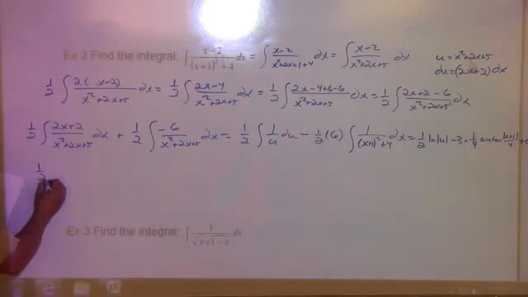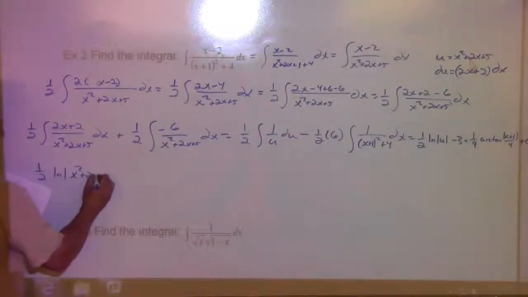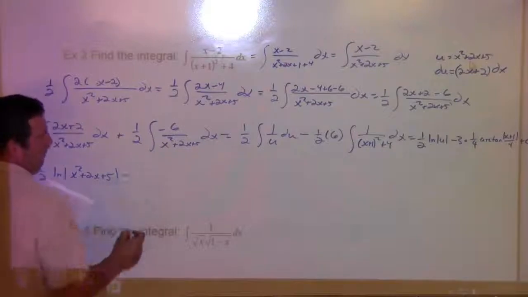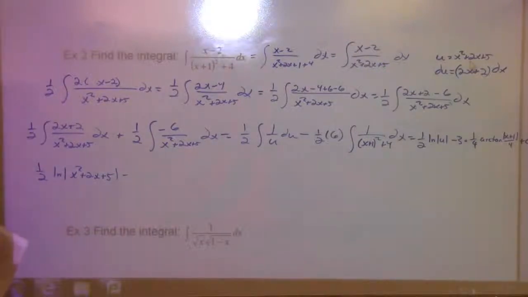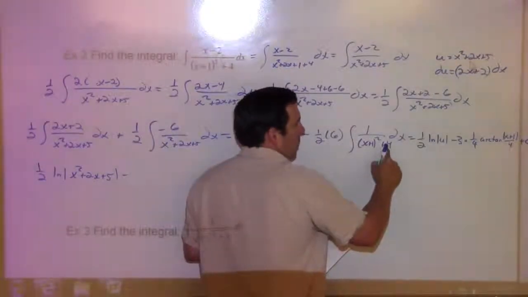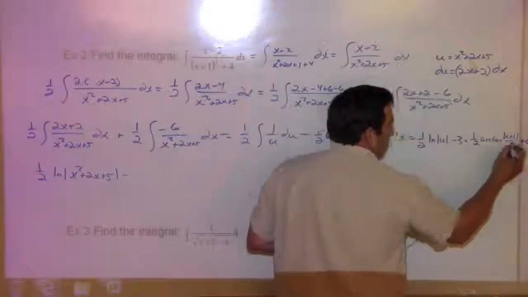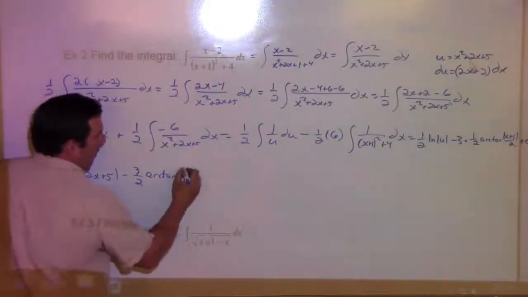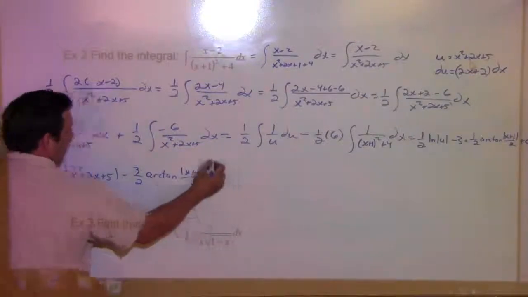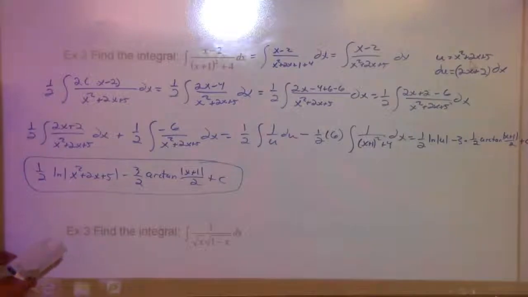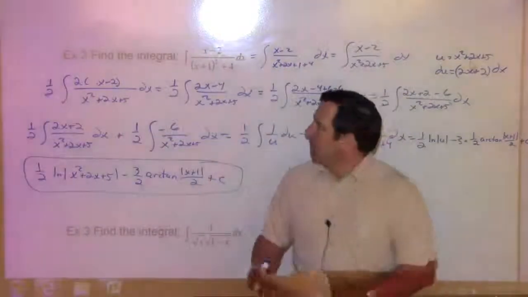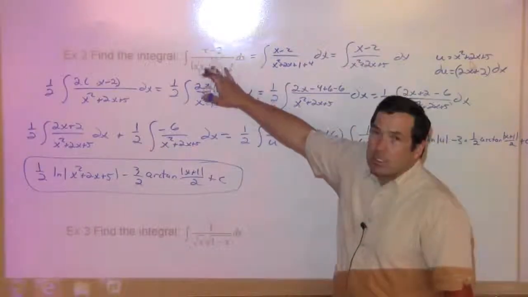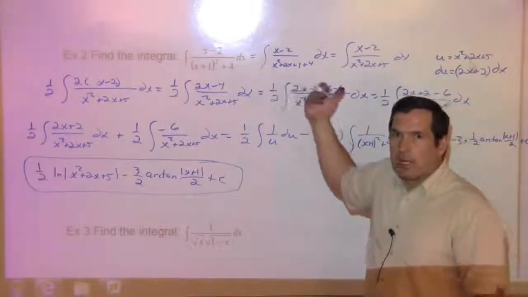So we have 1/2 natural log of the absolute value of x squared plus 2x plus 5 minus, am I missing anything? Oh yes, I am. First of all, 4 is 2 squared, so this should have been a 2 here and a 2 over here. I apologize for that. So there we go, minus 3/2 arctangent of the absolute value of x plus 1 over 2 plus c. That was kind of fun. The idea then is we were able to make it into a U substitution for part of it, and then the rest of it we were able to make into an arctangent.